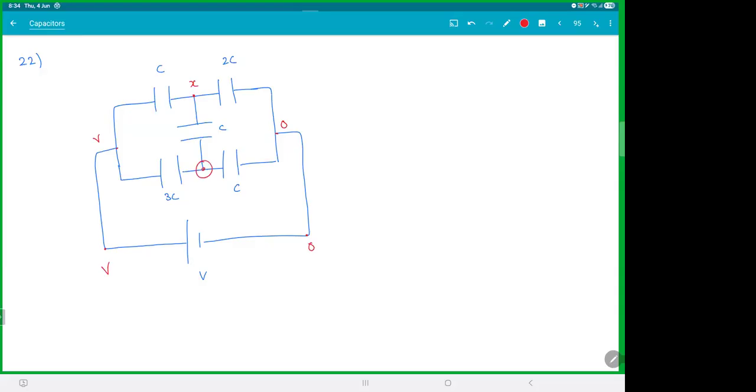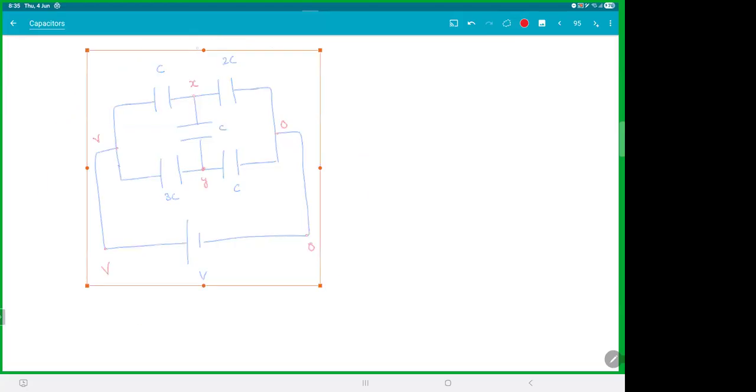This point, it is not V, it is not 0, it is not X. So it is something else, it is Y. So you have actually two variables, X and Y. You don't know both of them. That is the first thing, finding the potential at the nodes.